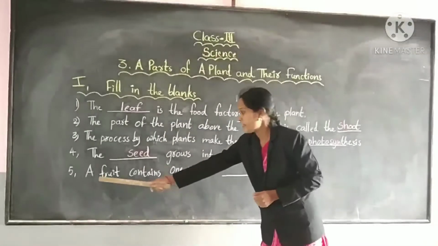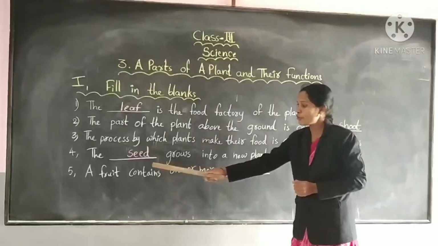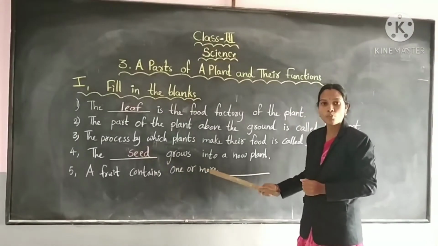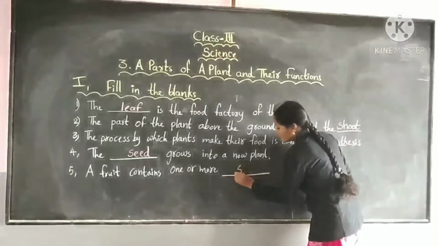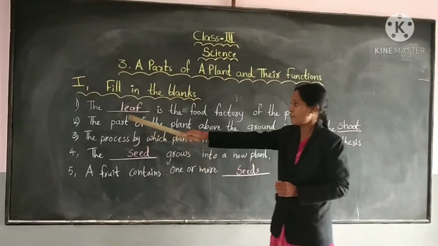Next, fifth one, a fruit contains one or more dash. A fruit contains one or more seeds. What is the answer? Seeds. Again, one by one, let's check the first question.